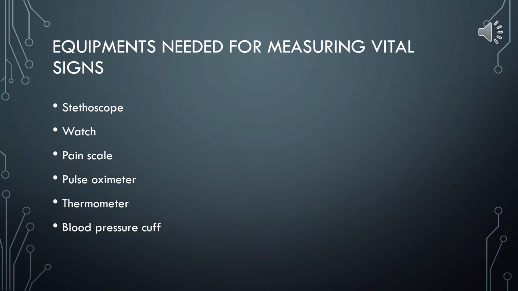Our last topic is equipment needed for measuring the vital signs. First, you need the stethoscope, watch, pain scale, pulse oximeter, thermometer, and blood pressure apparatus.